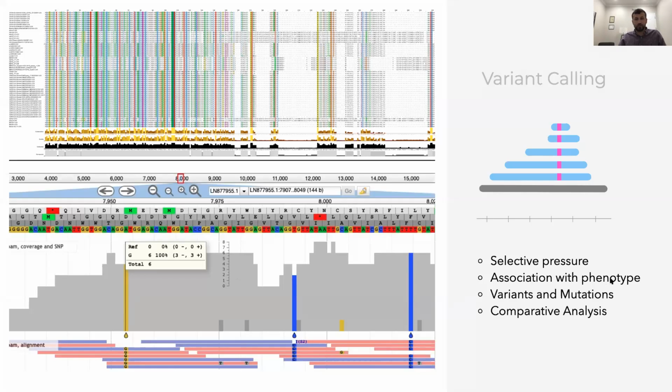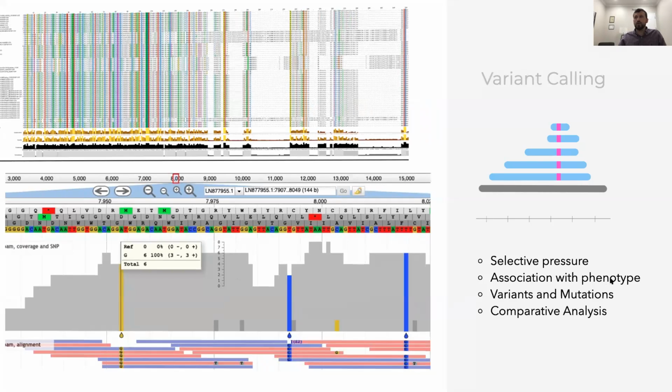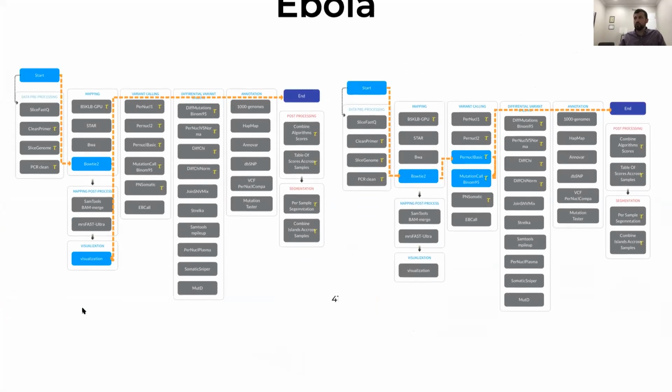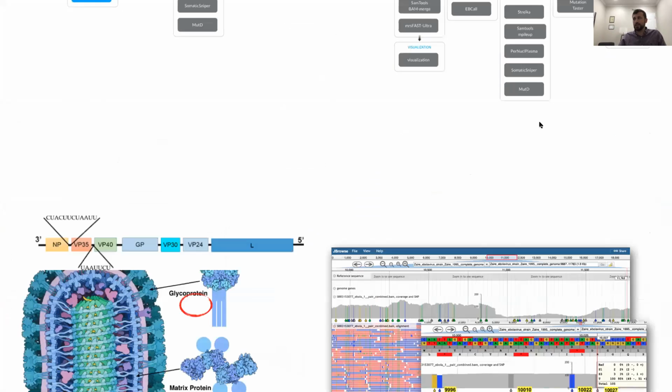So let's take a look at an example. Here we have the Ebola virus. So we can ask 2 different questions from this data. One question is, let's visualize this data, okay? So if we visualize the data, we are expecting to see something that looks like this.